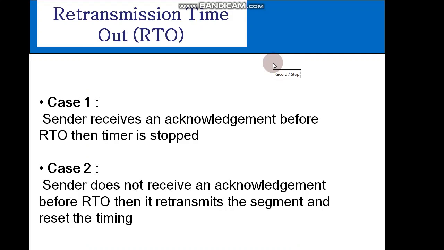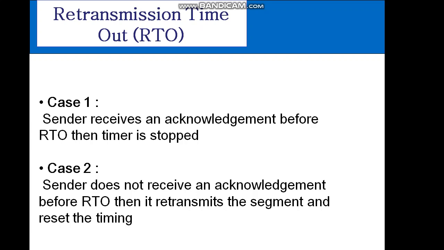Hello all, welcome back. We'll try to understand what is retransmission time out, that is RTO. RTO is the time for which the sender will wait for the next segment to be sent. If the sender receives an acknowledgement before the RTO, then the timer is stopped and again restarted. Means, if the sender receives an acknowledgement for the previous data that has been sent, then the RTO will stop and again it will restart when the next data is sent.